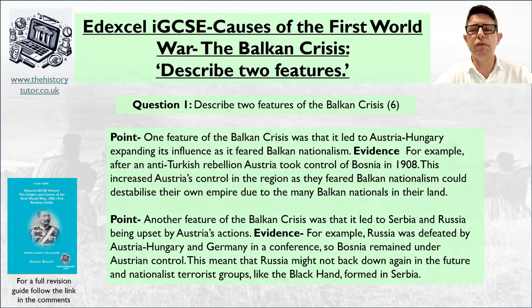Okay, so I've said, for example, Russia was defeated by Austria-Hungary and Germany in a conference about the Bosnian crisis. So Bosnia remained under Austrian control, which upset Russian foreign policy. Remember, they're wanting to expand their influence now in the Balkans. This meant that Russia might not back down again in a future incident. And also nationalist terrorist groups developed, like the Black Hand, forming in Serbia. Obviously, their aim was to overthrow Austro-Hungarian control of the Balkans. My answer is very simple there.